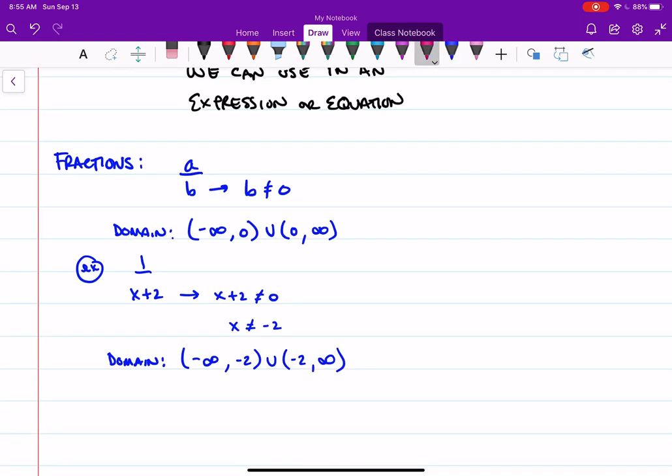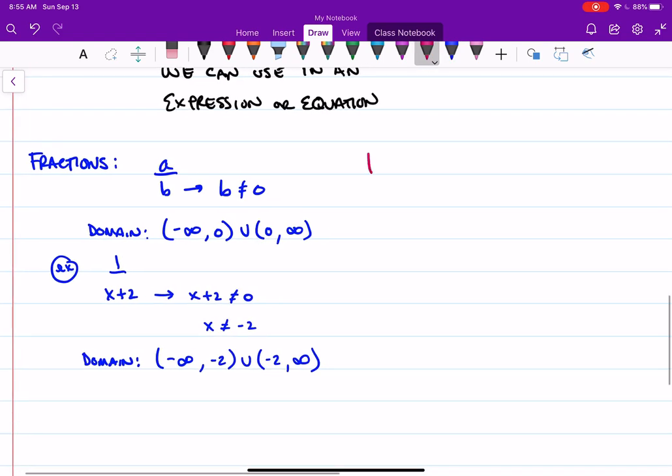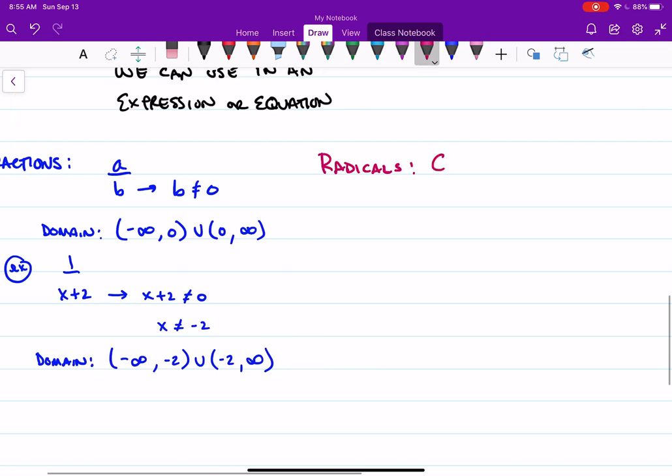So the other one that we're going to have some issues with is going to be radicals, okay? Specifically, we're talking about even roots. Those are where the index is even, okay? Meaning like a square root, fourth root, sixth root, eighth root. And the issue with those even roots, like the square roots, is that I can't take a square root of a negative number, but I can take the cube root of a negative number, right? But I can't take a square root of a negative number. So that's where I've got to be careful, right?